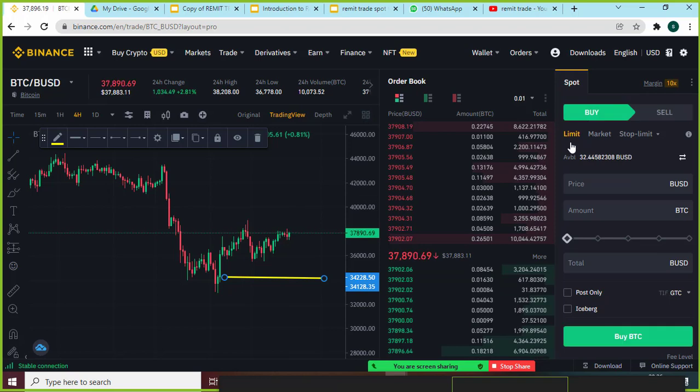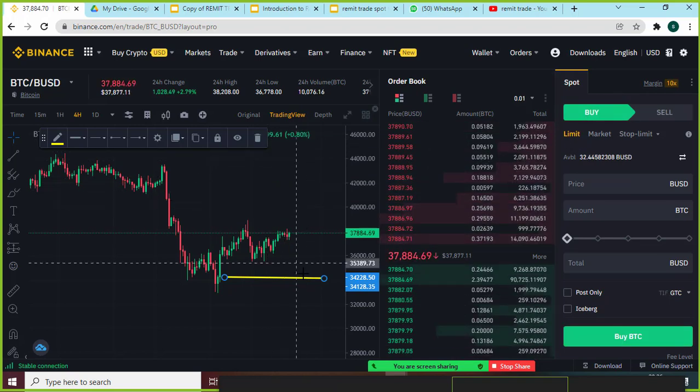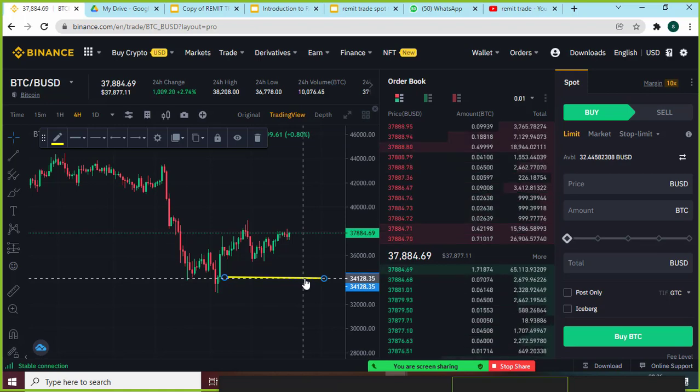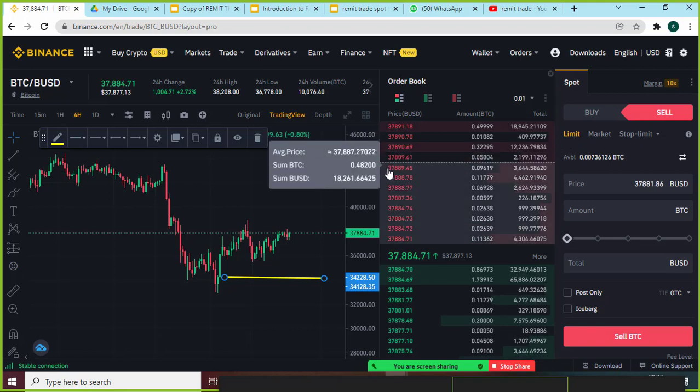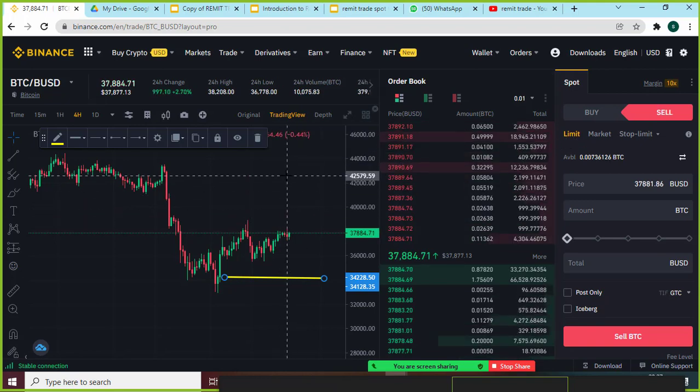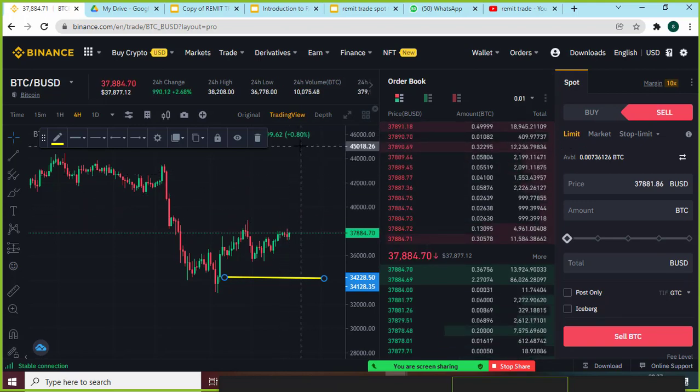Limit buy order. Listen attentively to this statement. Limit buy order will execute at limit price or lower, while limit sell order will execute at limit price or higher. Now let me explain. What this means is this.